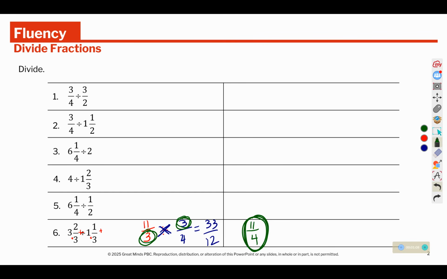If you are requested to put this as a mixed number, 4 fits into 11 2 times, because 4 times 2 makes 8. And then from 8 to 11, we would need 9, 10, 11. That's 3 extra pieces, giving us an answer of 2 3/4. Either of these are acceptable. This is the improper fraction format, and then the mixed number format.